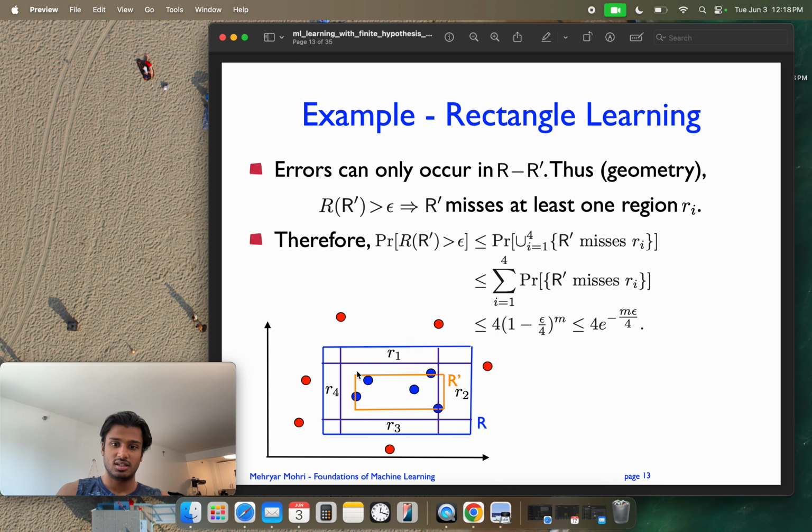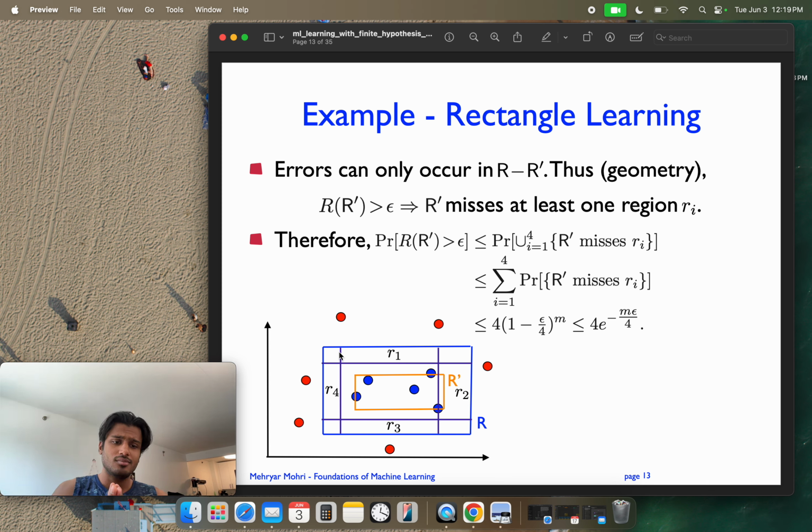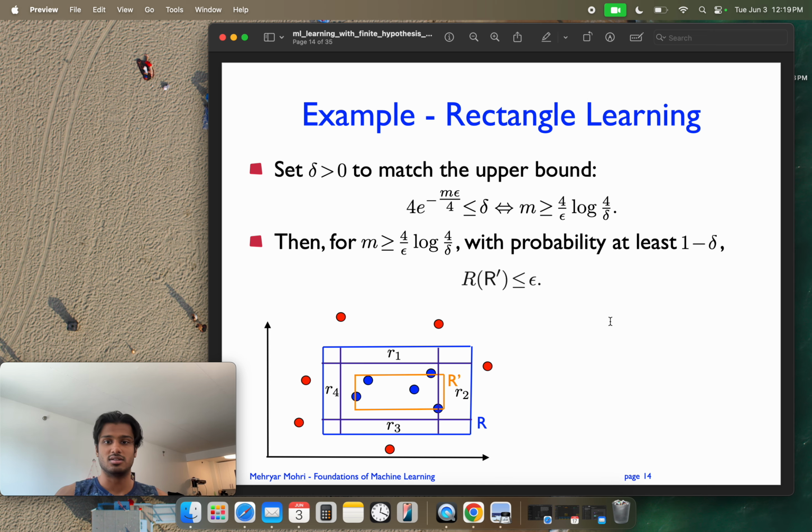The fact that it could have an error of more than epsilon can only be possible if it misses at least one region. Because if it were not to miss any regions, then it cannot have an error greater than epsilon. Individually, all of these regions have epsilon by 4 probability, and if you hit all of them, then your error is definitely less than epsilon. So the probability that the error is greater than epsilon is less than 4 times this exponential.